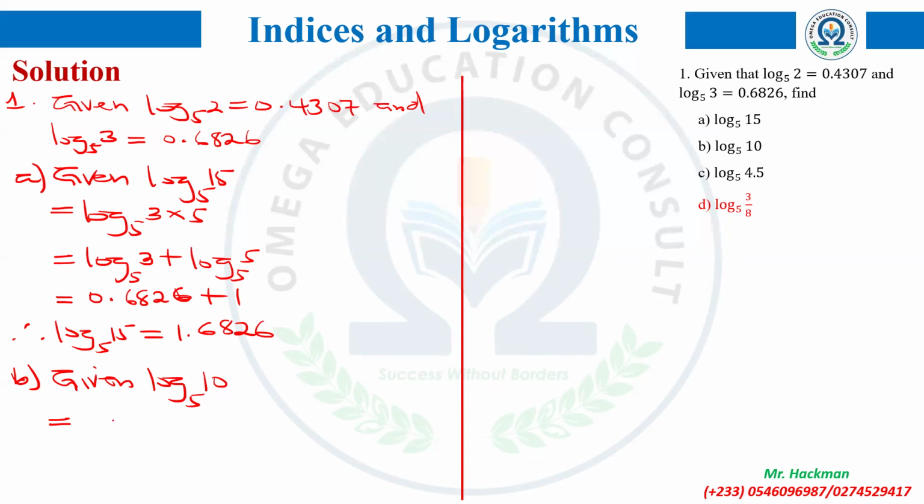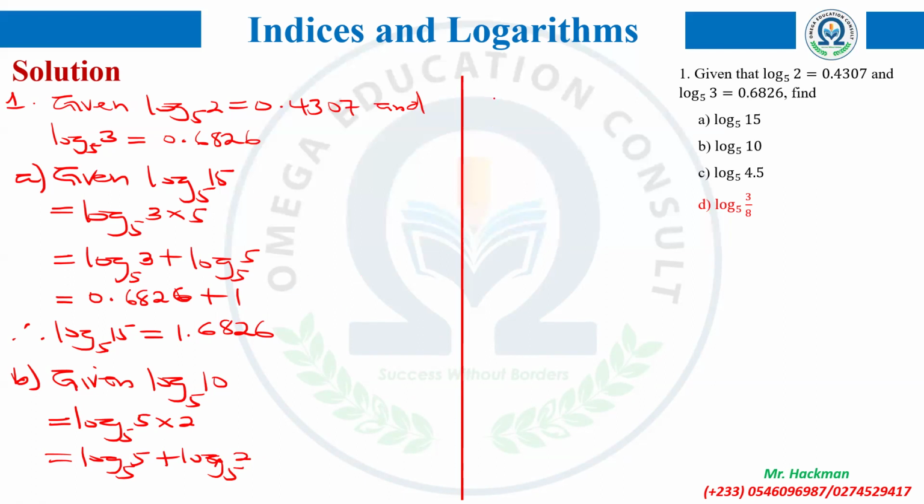So you can write 10 as what? 2 times 5. It doesn't really matter how you write it. Let me write 5 times 2. So this will be the same as what? Log to the base 5 of 5 plus log to the base 5 of 2. All correct.